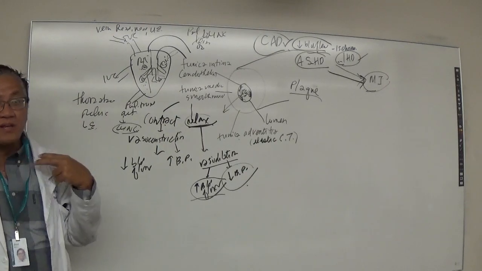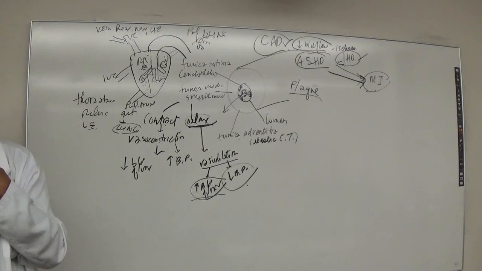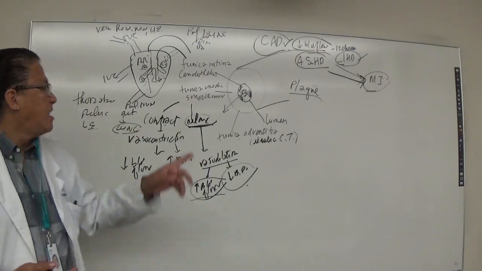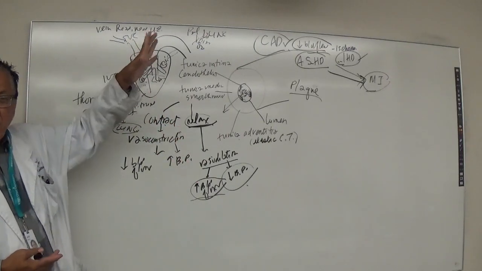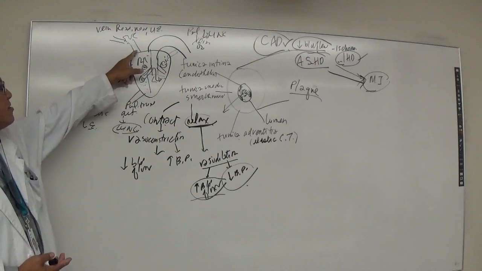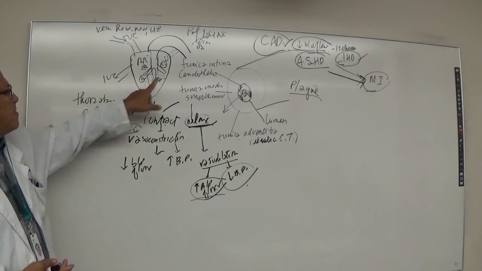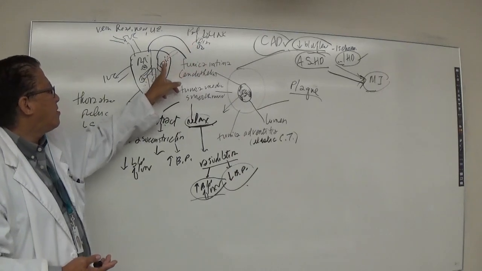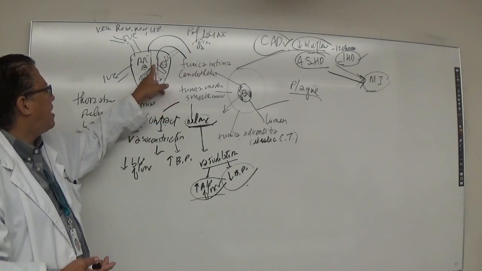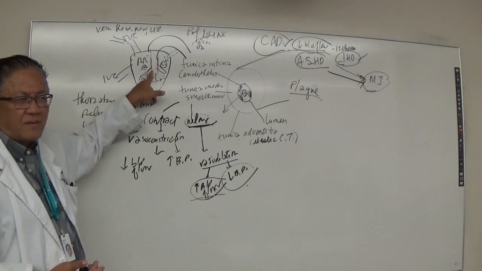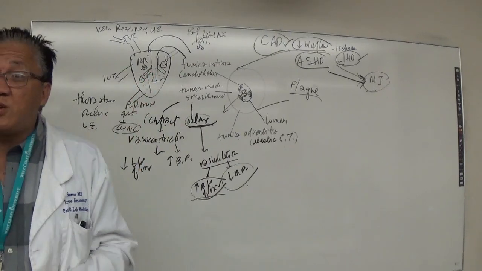Then it goes into the brachiocephalic veins. Eventually it ends up in the superior vena cava. Then the drug in the blood is going to travel to the right side of the heart, right atrium, right ventricle, the lung, and then to the left ventricle, then to the aorta, then eventually to the coronary arteries. Do you understand?